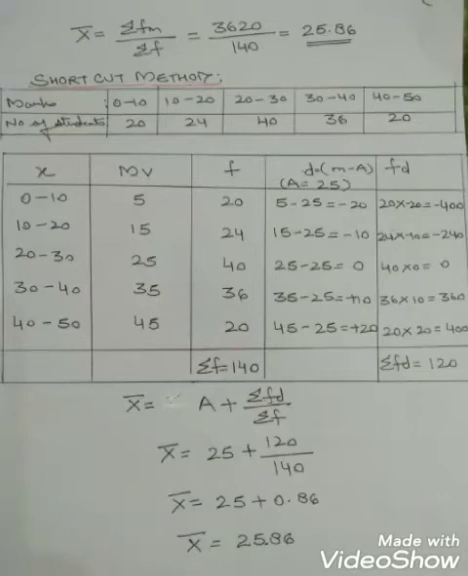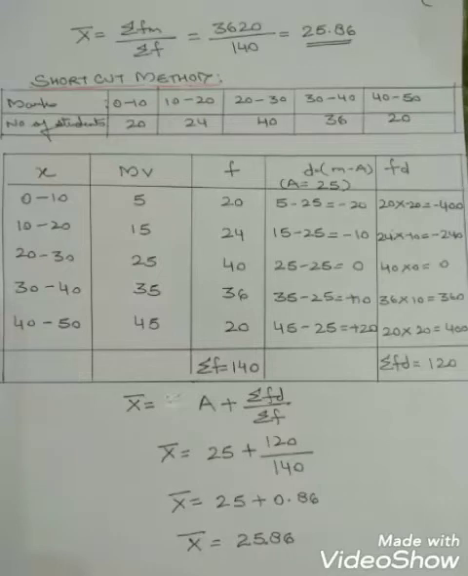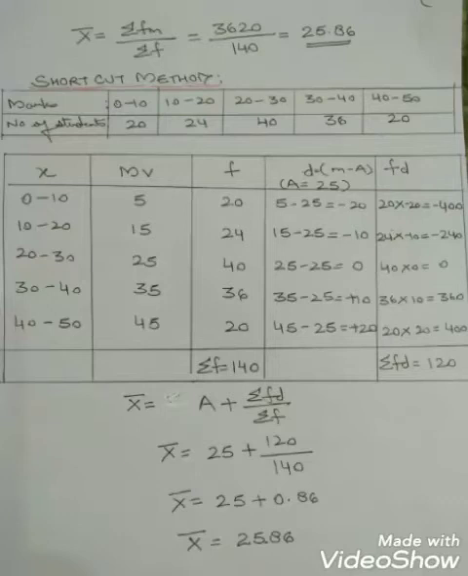Very simple children, what you have to do, from frequency directly multiply the deviation. So first frequency is 20 and our deviation of first is minus 20. So 20 into minus 20 comes to minus 400. Then 24 into minus 10 is minus 240, 40 into 0 is 0, 36 into plus 10 is 360, 20 into plus 20 comes to 400. What we have done? We have added the FD together.